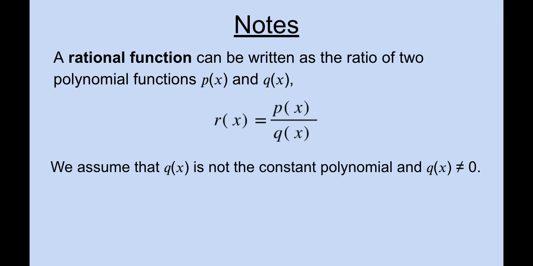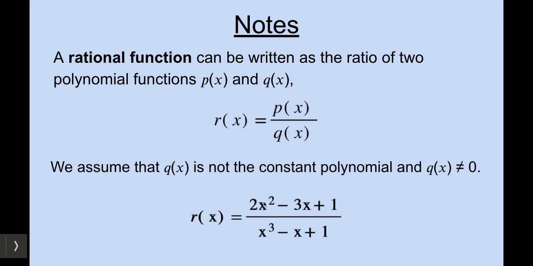The only stipulations: we assume that Q is not a constant, so it has to have at least an x. And also Q can't be zero, because if Q is zero, then that's undefined. So those are our stipulations, but for the most part, it's just two polynomials, one in the numerator, one in the denominator. This is a nice example: here's a polynomial, 2x squared minus 3x plus 1, over x cubed plus x plus 1. That would be an example of a rational function.